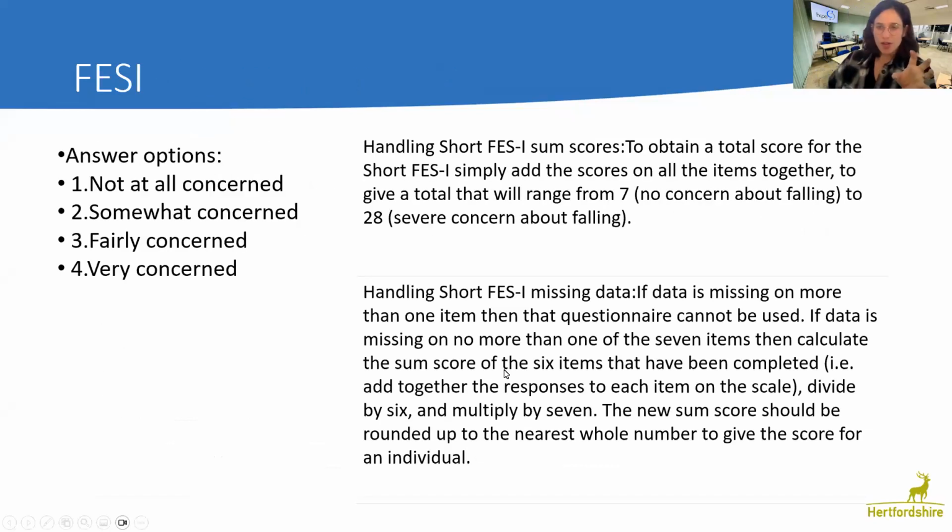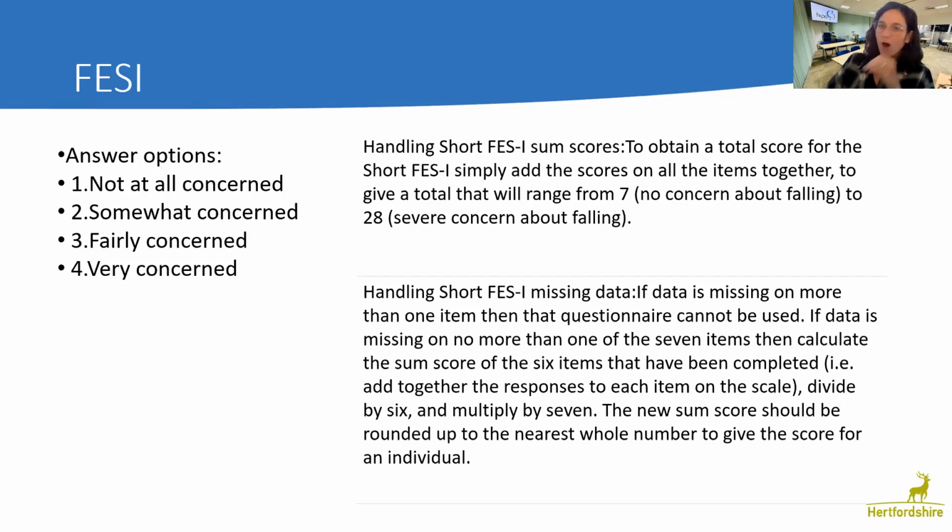Okay, so the answer options. How concerned are we? Not at all through to very, so 1 to 4. So how we add this up. To obtain a total score for the short questionnaire, which I call FESI, add the scores on all the items together. That will give a total that ranges from 7, which is obviously 1 point per question, meaning no concern, to 28, which is severe concern about falling.